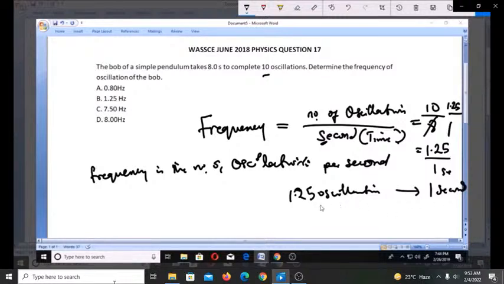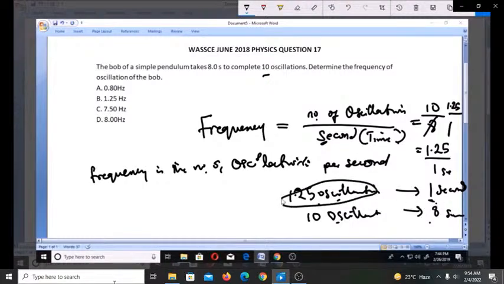1 second. You understand? Whereas you had 10 oscillations done in how many? 8 seconds. So if you can do 10 oscillations in 8 seconds, that means you can do 1.25 in 1 second. And the amount of oscillation that you can do in 1 second is the frequency. So the frequency is 1.25 hertz.